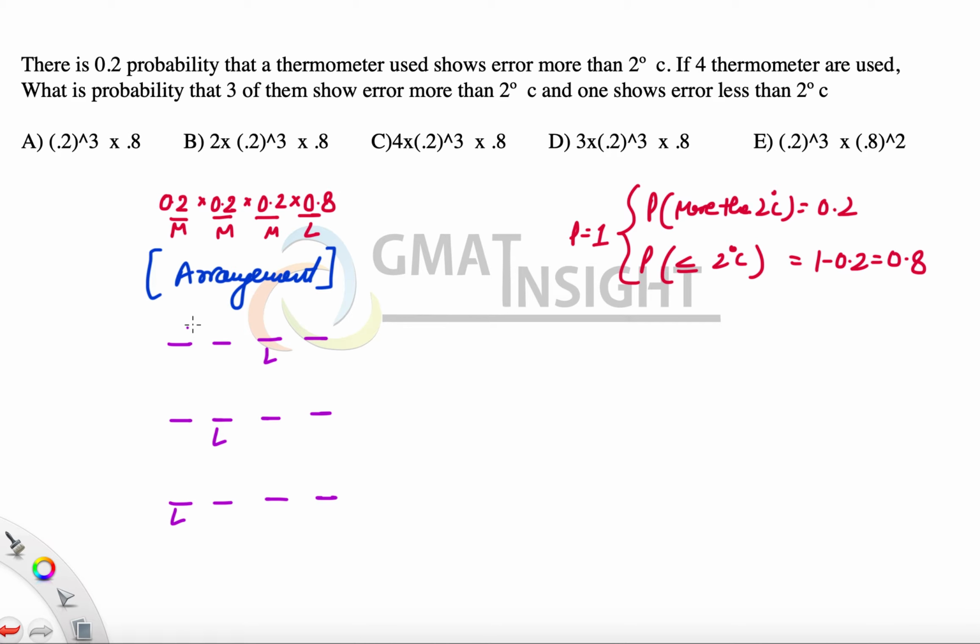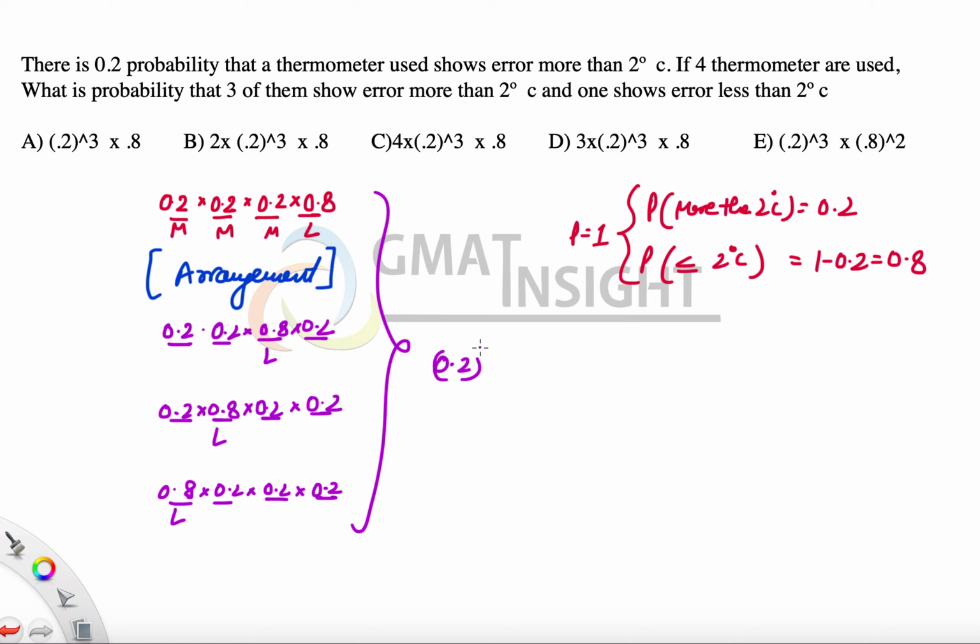The same probability will be calculated in these cases, like 0.2 multiplied by 0.2 multiplied by 0.8 multiplied by 0.2. Like this, we can calculate the probability for each one of these 4 cases. Because these are independent cases, we have to add the probabilities of all these cases, which comes out to be 0.2 cubed multiplied by 0.8 multiplied by 4. So that becomes our answer, which is option C.